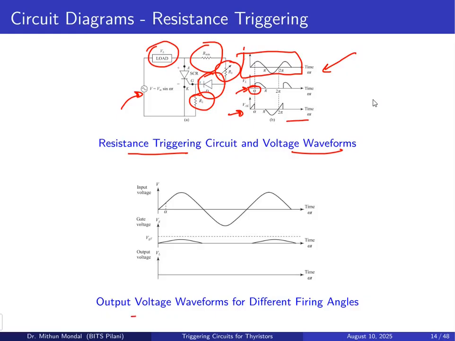If you see the output voltage waveform for different firing angles, then this is the input voltage, gate voltage and the output voltage. So for this alpha, which is the triggering angle, we will be getting the VGT, which is the gate voltage, and the load voltage will be obtained. Output voltage would be obtained.